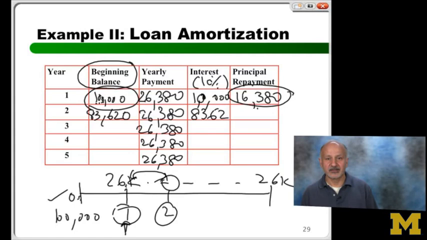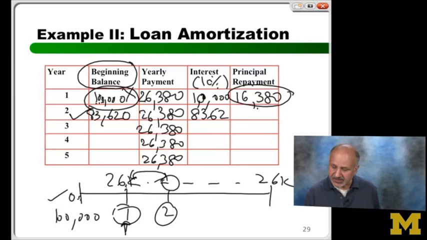How did I do that? Pretty straightforward again. The interest rate is 10%. I took the 10% and I didn't multiply it to the 100,000. I multiplied it to 83,620. Why? Because I don't owe the bank 100,000. I owe the bank only 83,000 at the end of the first year. The good news is my interest has dropped. Yep. But the reflection of that good news is that I'm paying back more.